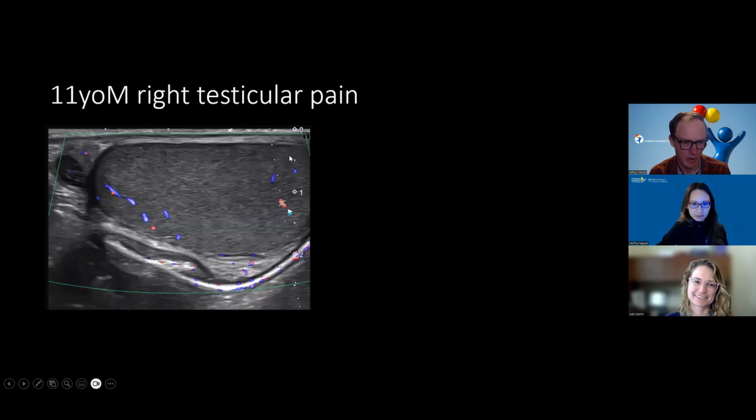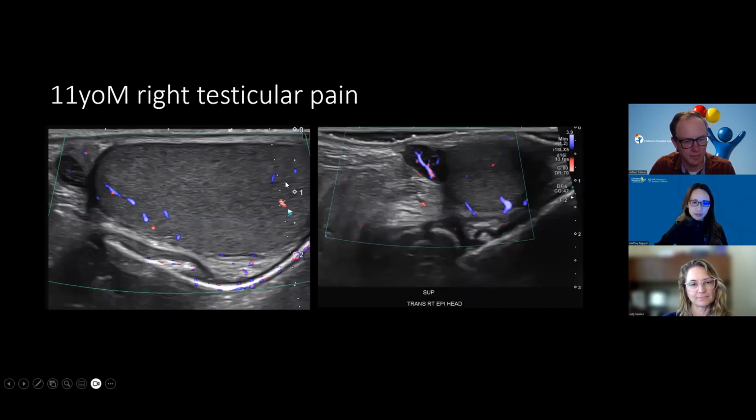Similarly, there's this patient who comes with right-sided testicular pain. And his testis, compared to our other case, is actually nice, homogeneous. Blood flow looks good. And then here's the triangular epididymal head. But adjacent to that, there's this ovoid structure that's between the epididymal head and the superior pole of the testis. And here it doesn't look like there's that much blood flow, although you could argue that the color box doesn't really focus on it.